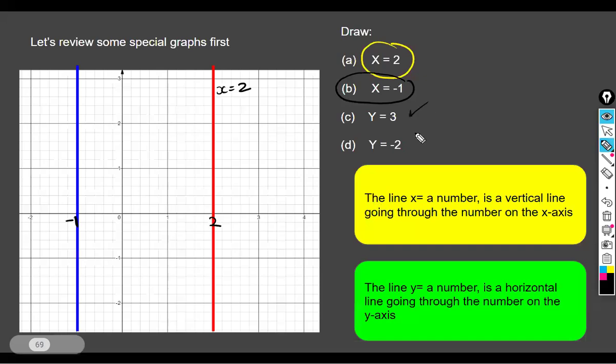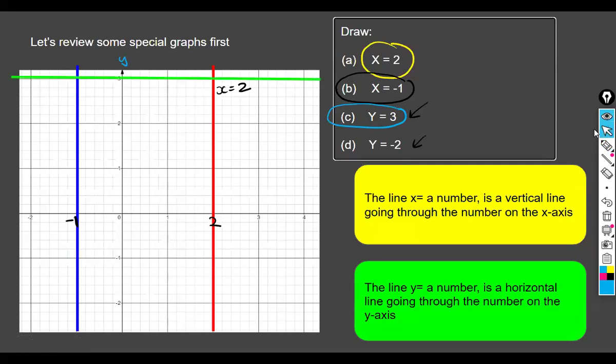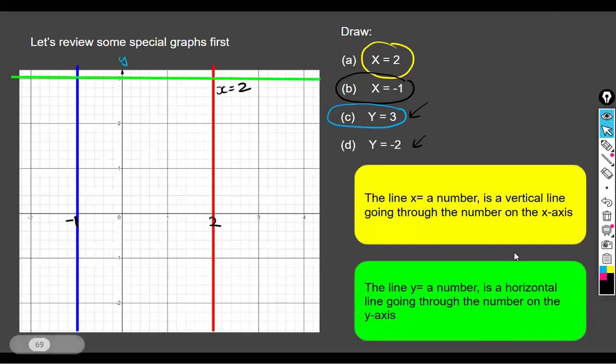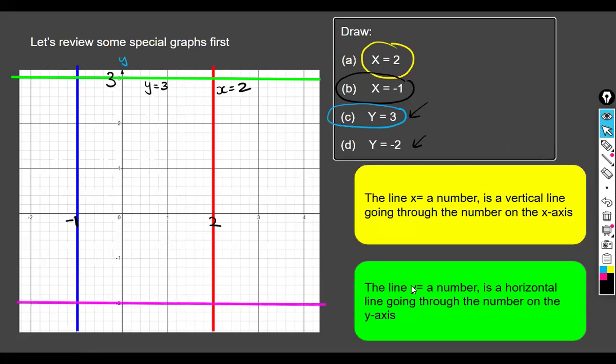And y equal to something is just the opposite. y equal to 3 is just going to be a horizontal line going through what on the y-axis? 3. That's the green line there, right? This is y is equal to 3. And I think you all get the picture here, right? y equal to -2 will just be a horizontal line going through -2.